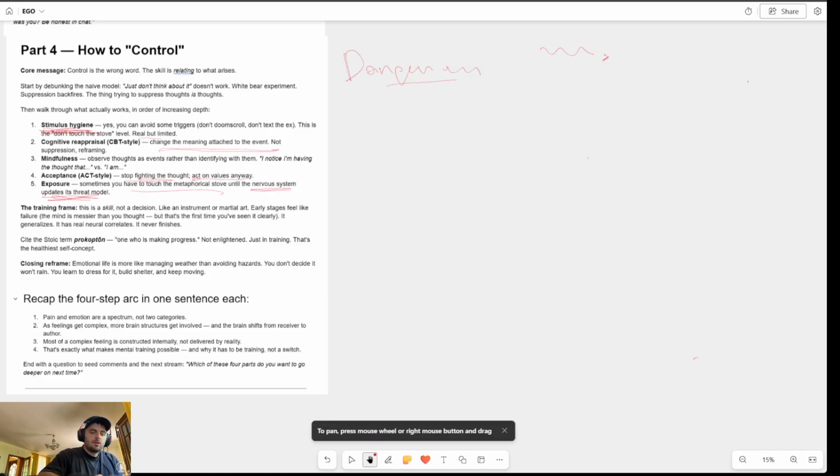Right. So, recap for this section. What we've got: pain and emotion are a spectrum, not two categories. You can't really say this pain is pain, because every human being is unique, and for some, pain from a cut, for example for a construction worker, means nothing because it happens every day. But for a girl, for example, it could be a tragedy.